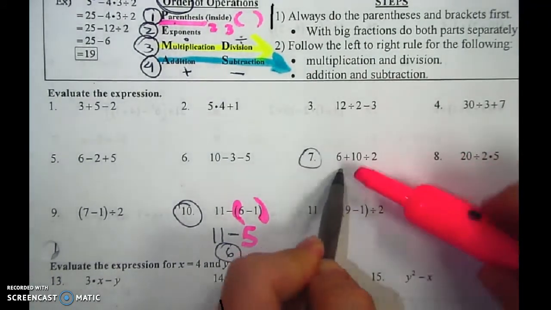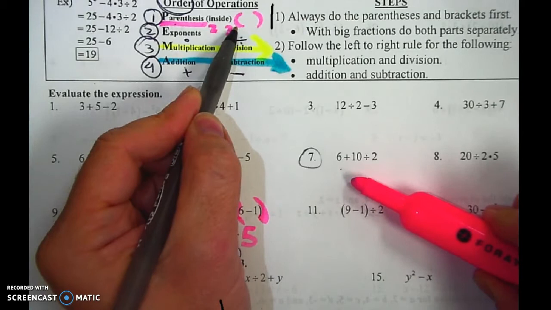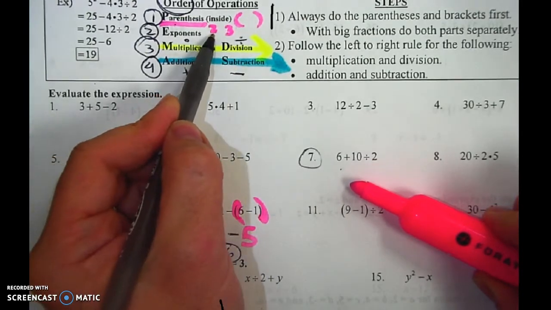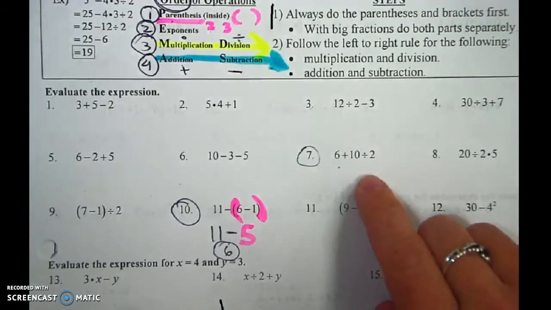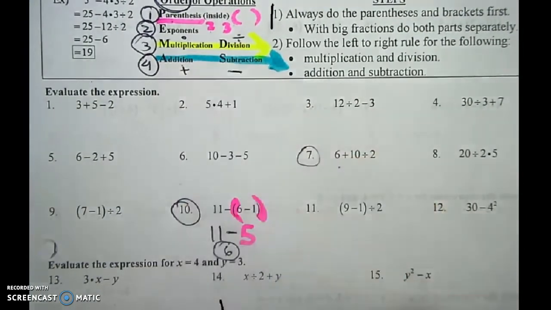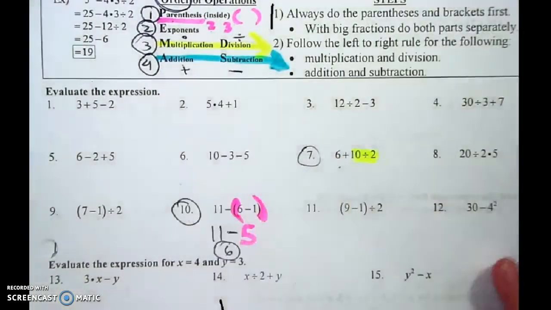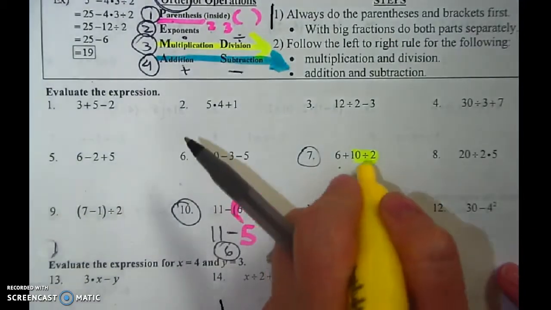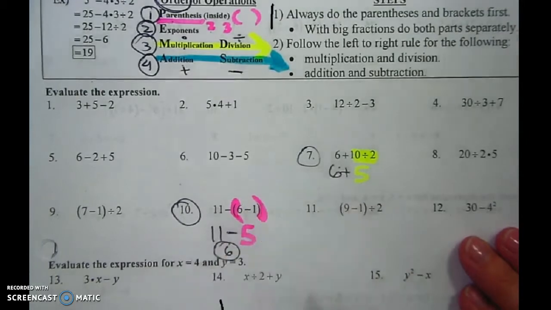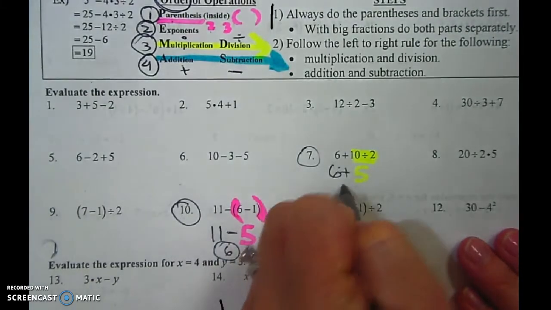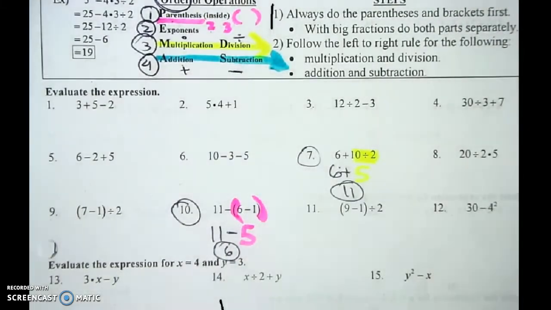First thing I do is I see if there's parentheses. There's no parentheses. I see if there's little numbers. There's no little numbers, so I'm done with the pink. Then I have to see, is there multiplication or division? Boom, there's division. So what is 10 divided by 2? 5. Then I have plus 6, and 6 plus 5 is 11.